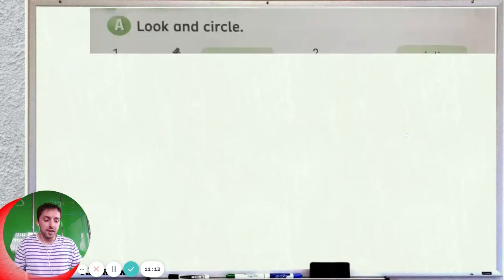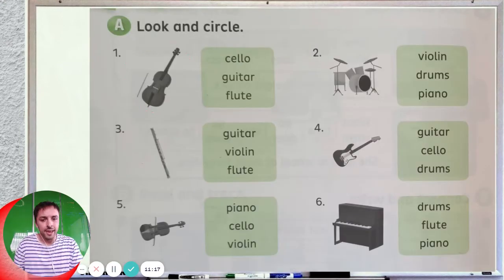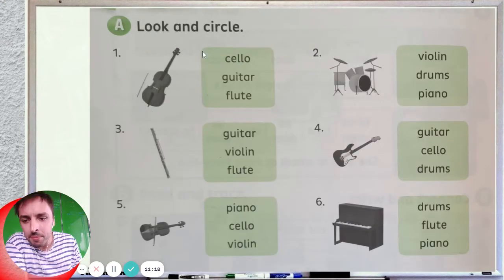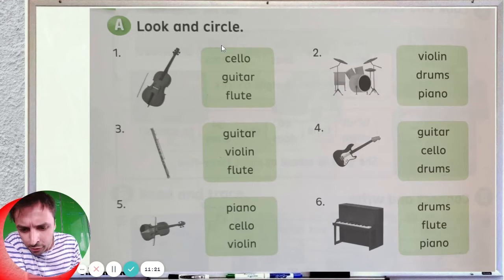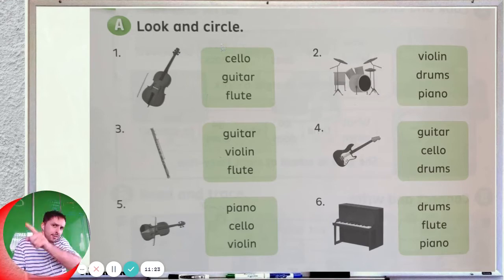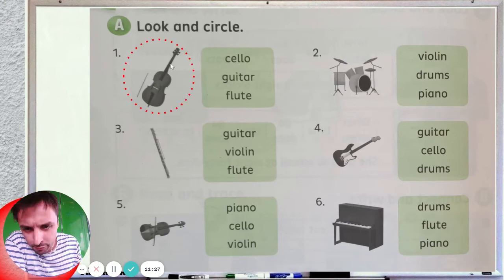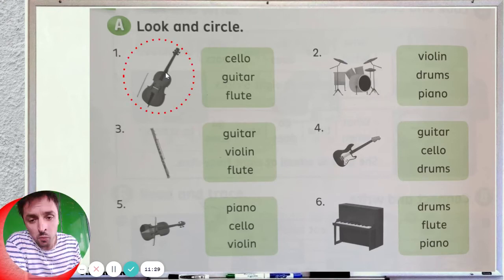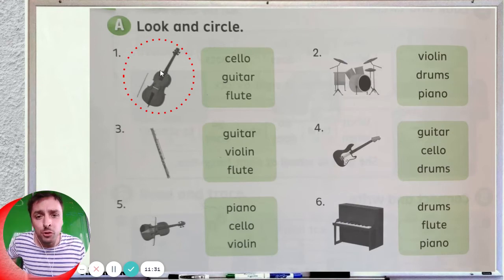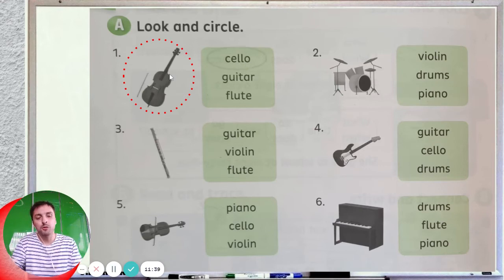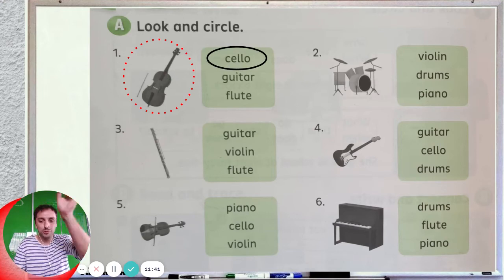Okay, let's go through it together. Let's look at activity A. Activity A, it says look and circle. Okay, so let's look at the picture for number one. What is this musical instrument? Is it a cello, a guitar, or a flute? Well, that's right, of course, it's a cello. So you just circle the word cello.